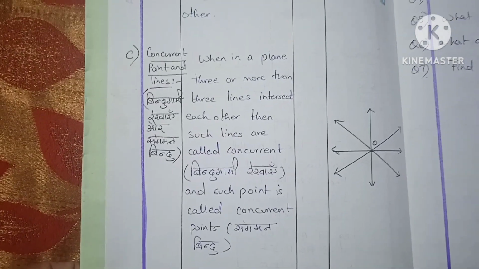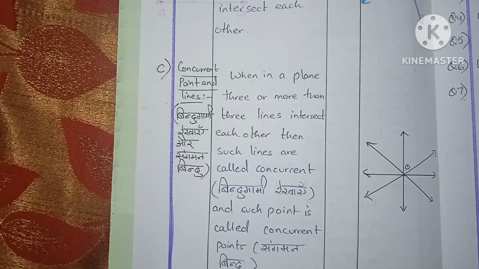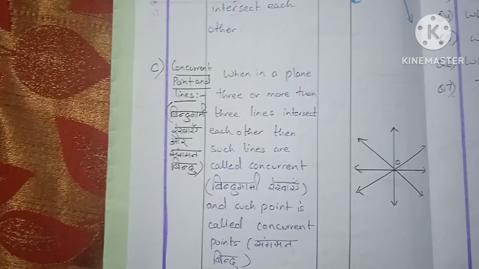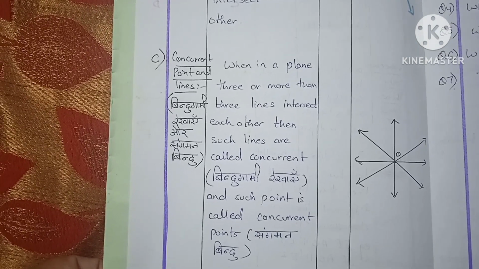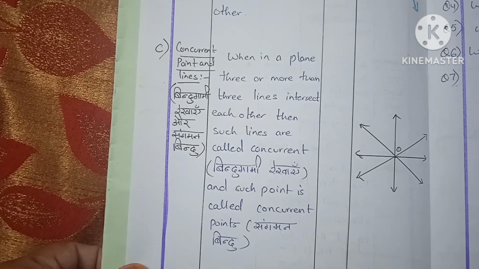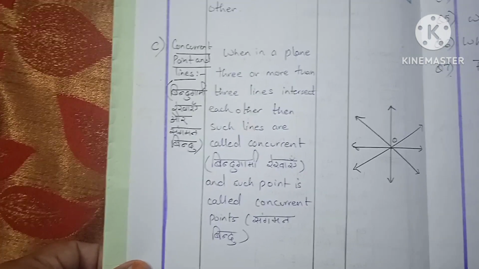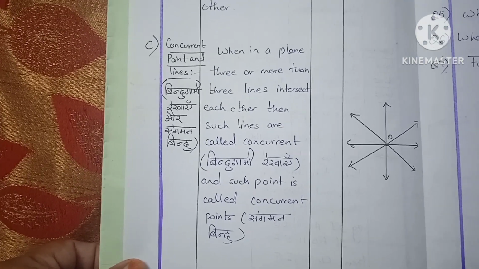Now she comes to concurrent lines and the concurrent point. When in a plane, three or more than three lines intersect each other at a point, then these lines are called concurrent lines and the point is called the concurrent point.